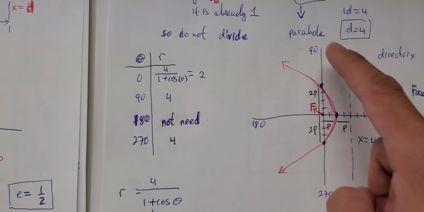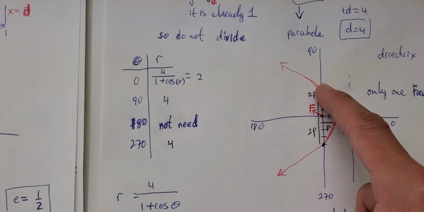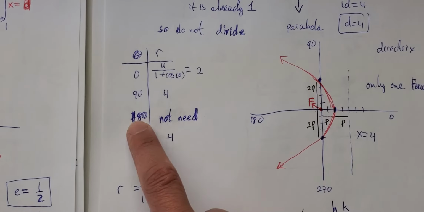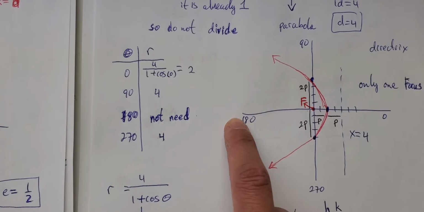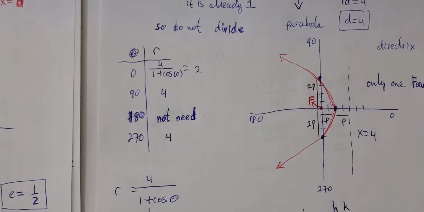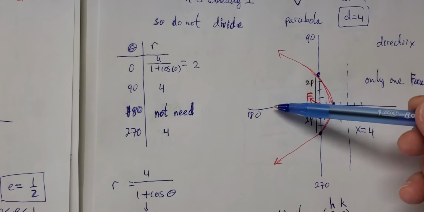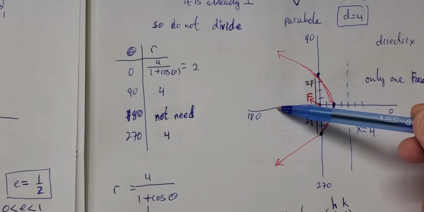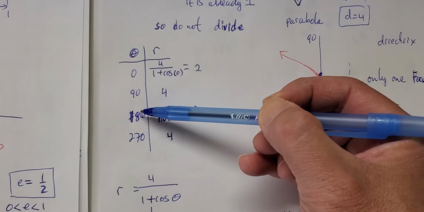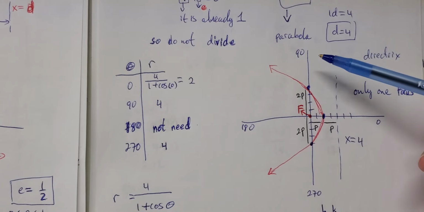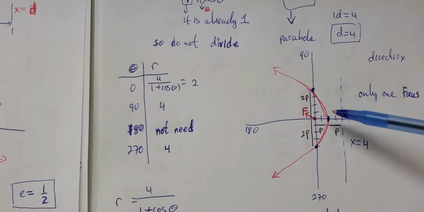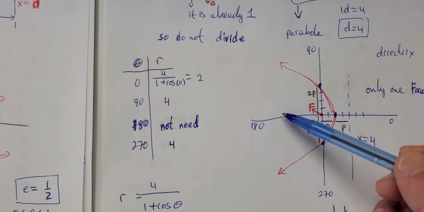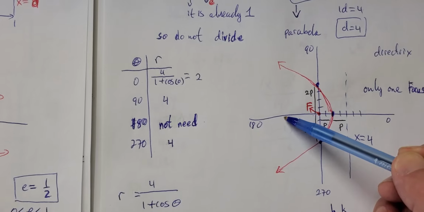Now with a parabola, you only need 3 points, and the reason is because there is no fourth point. So we don't need 180. There is no point on this side. Literally, there is no point on the axis. We still use 0, 90, 180, 270, but if you remember, with a parabola you only have 3 points. You don't have a point on this axis, so there's no need for 180.